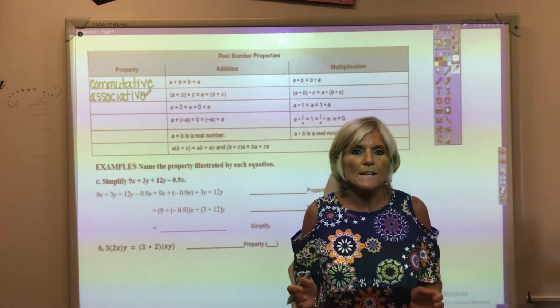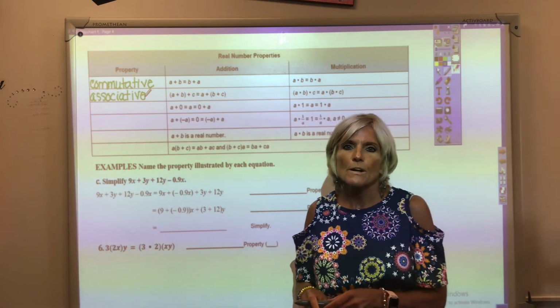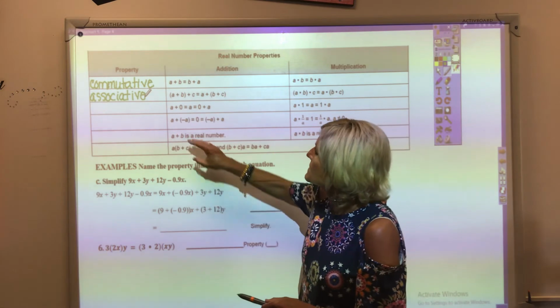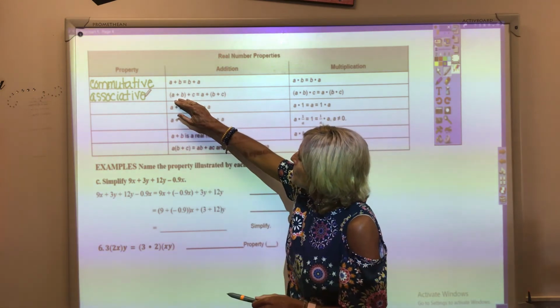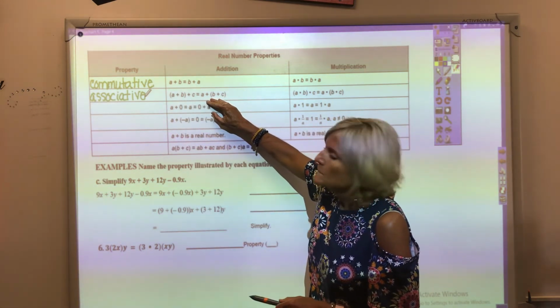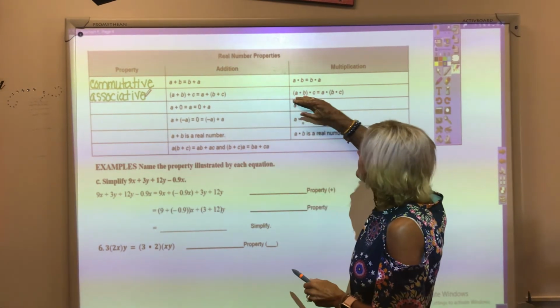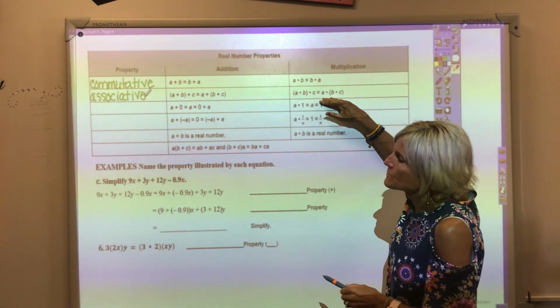Associations are groups of things. That's the way I would say to help you remember this. So you can see that the order that things are in stays the same, but how we group them is different. That is the associative property.